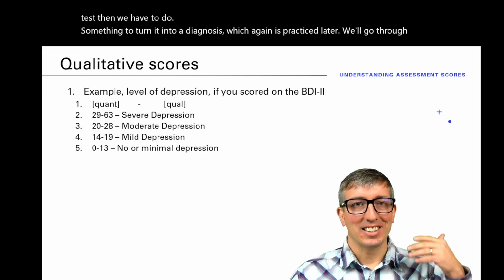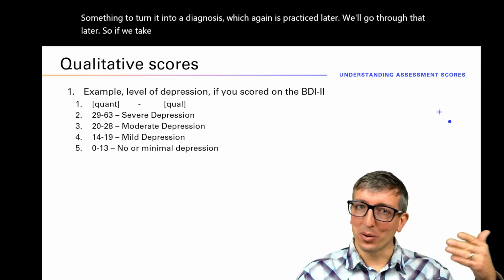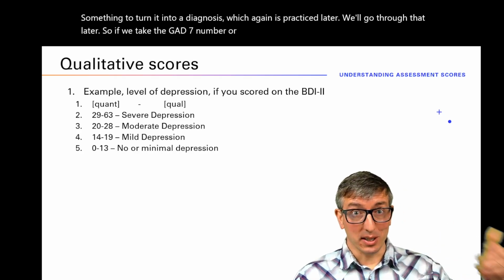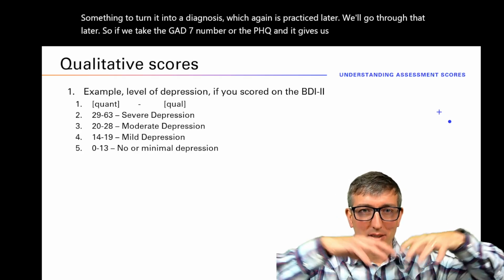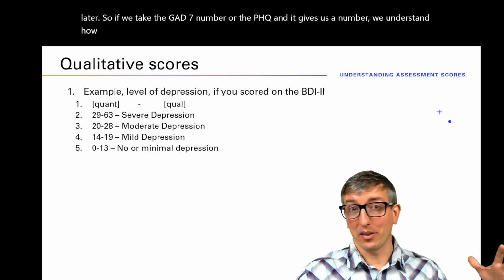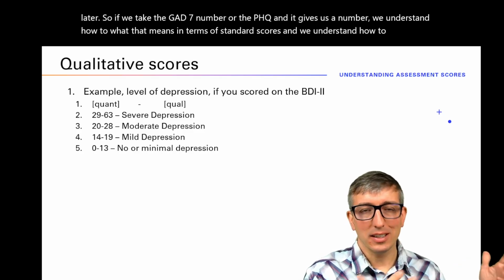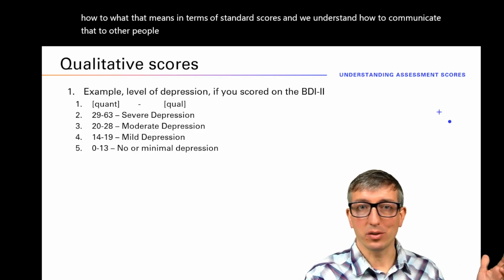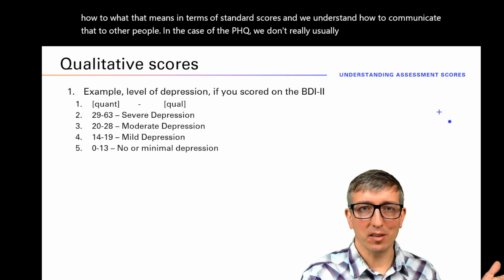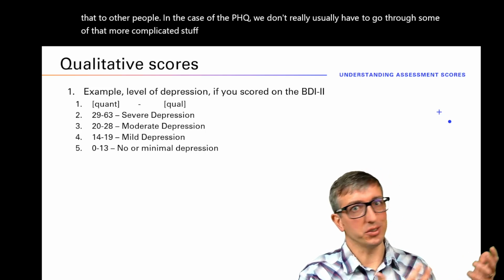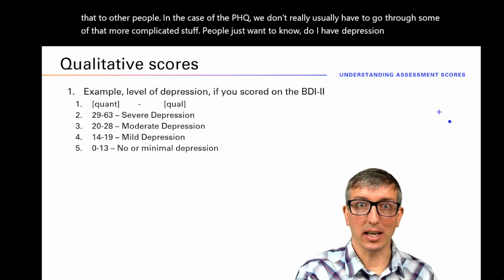So if we take the GAD-7 number or the PHQ and it gives us a number, we understand what that means in terms of standard scores, and we understand how to communicate that to other people. In the case of the PHQ, we don't really usually have to go through some of that more complicated stuff. People just want to know, do I have depression or not? Is it a diagnosis that we can rely on?